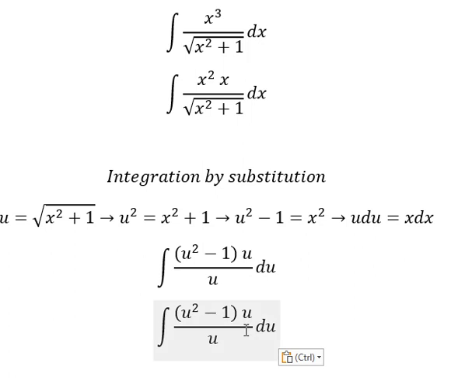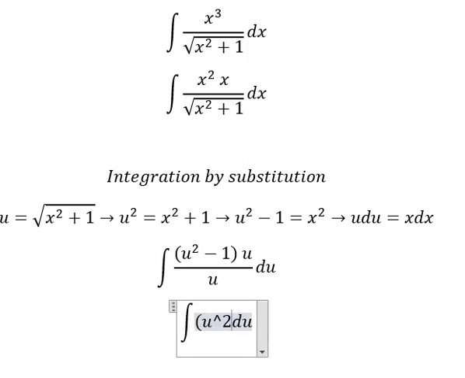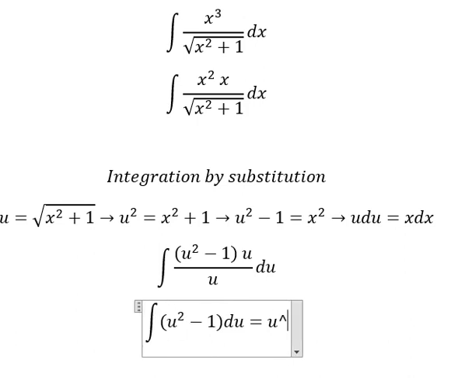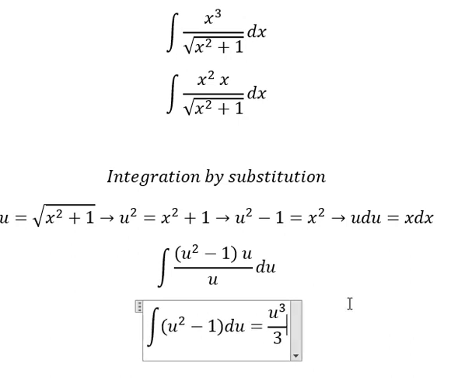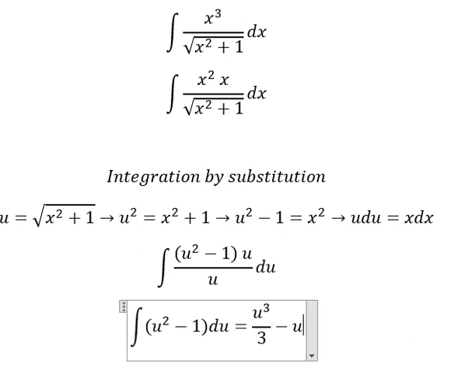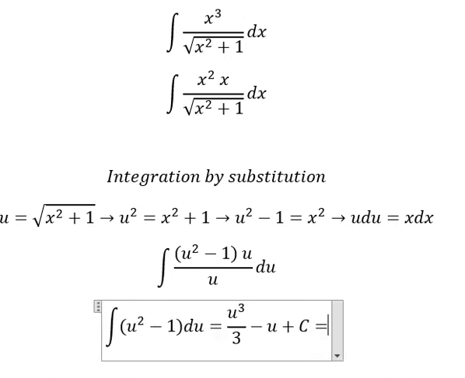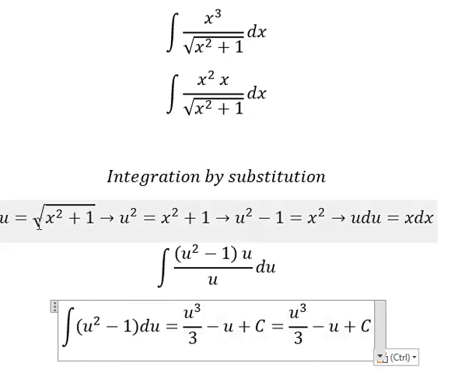So u divided by u, we just have u squared minus 1. And now we have the final answer. The integration of u squared gives u to the power of 3 over 3. The number 1 gives u, and I will put c. And u is this one.